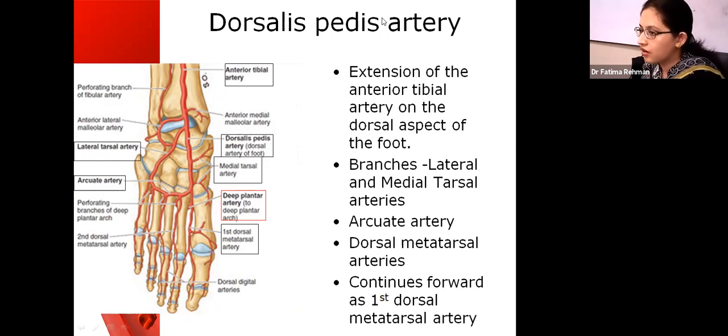Okay, the popliteal artery. The femoral artery crosses the adductor hiatus, and up to that level it is labeled as the femoral artery. But once it crosses and comes to lie inside the popliteal fossa, then it is labeled as the popliteal artery, not just after crossing the adductor hiatus.